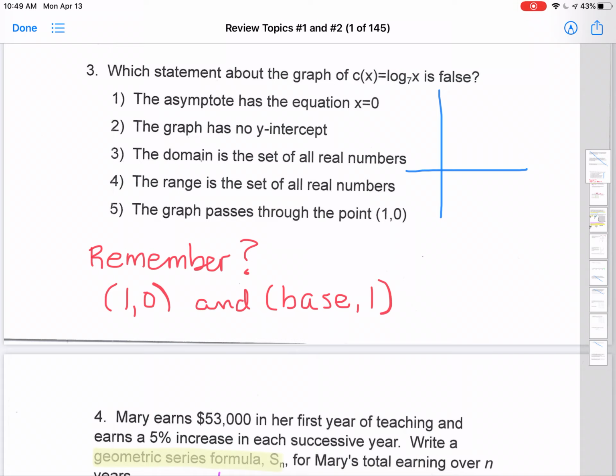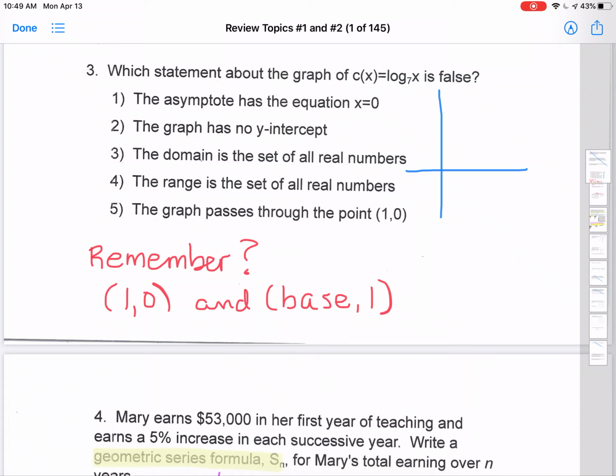Okay, the range. Range is how high, how low, right? So this graph is going to go forever down, and it's going to go forever going up. So that would be true. The graph passes through 1, 0. Yep, we can see that too. True. So here we go. Choice 3. So I always think it's best to graph it and then go through all of the options.